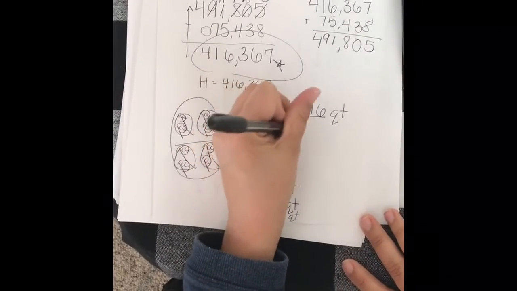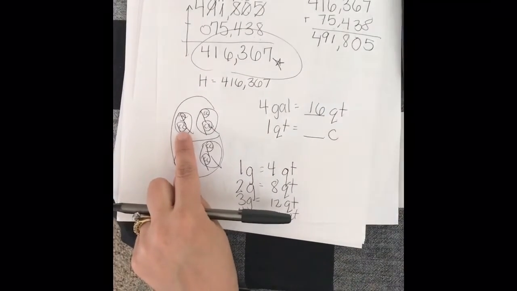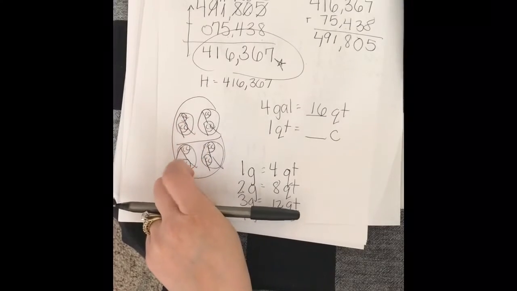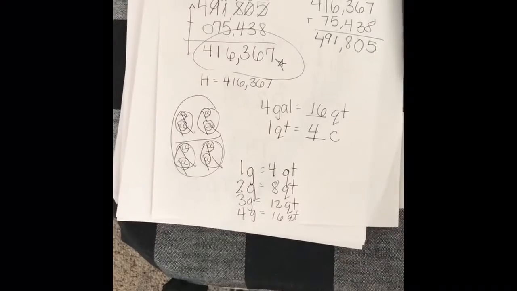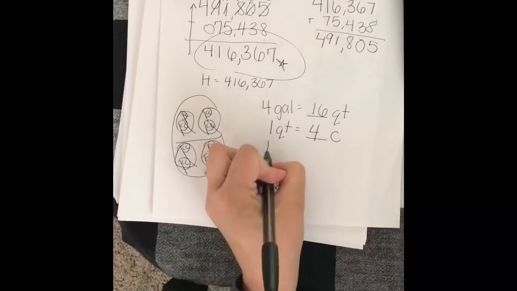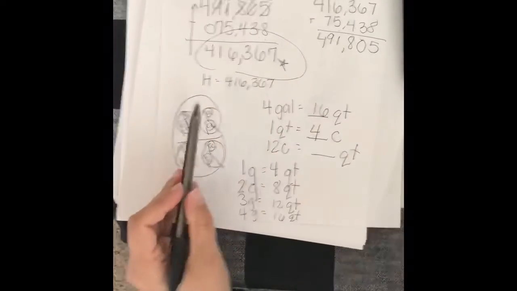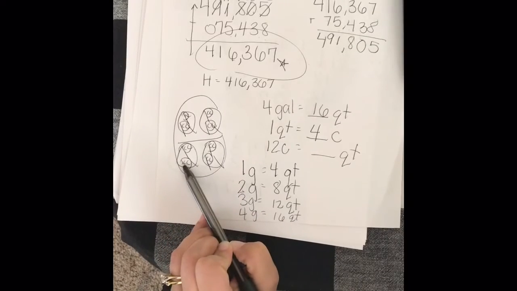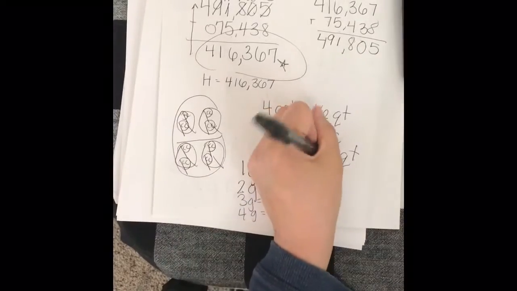1 quart equals how many cups? So I'm looking over here at my queen. If I have 1 queen, how many cats do they have? And we know 1 queen has 4 cats. Next, we have 12 cups, and we're trying to figure out how many quarts that is. 12 cups is how many quarts? So 2, 4, 6, 8, 10, 12. How many quarts is that? 1, 2, 3. 3 quarts.